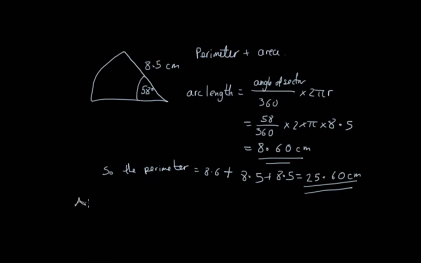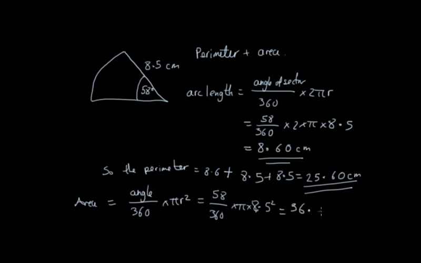And the area is going to be the angle over 360 times pi r squared. Let's shove in the numbers. 58 over 360 times pi times 8.5 squared. If you do the maths, with your calculator, it's 36.57 centimeters squared.